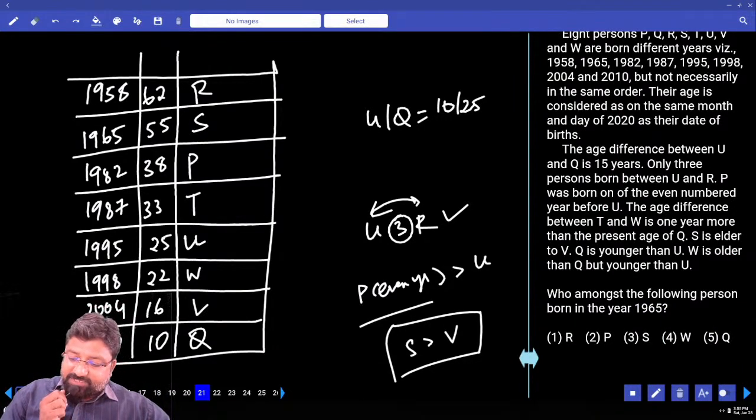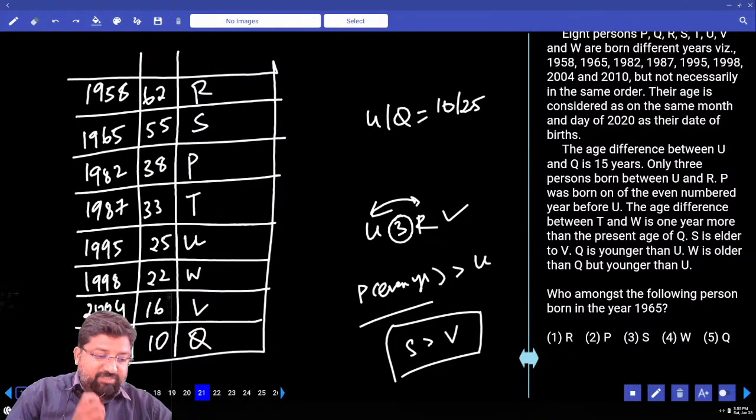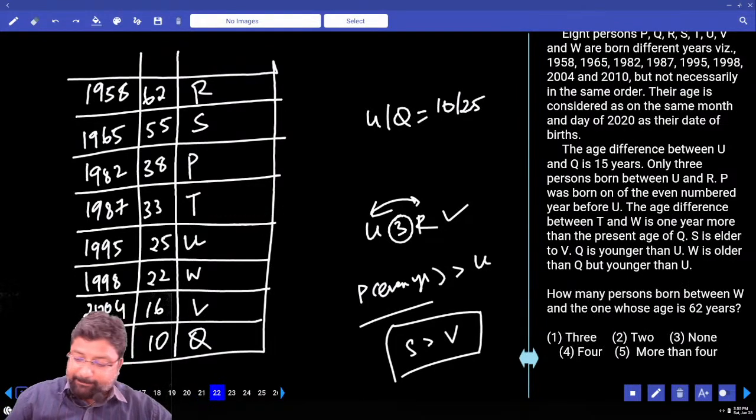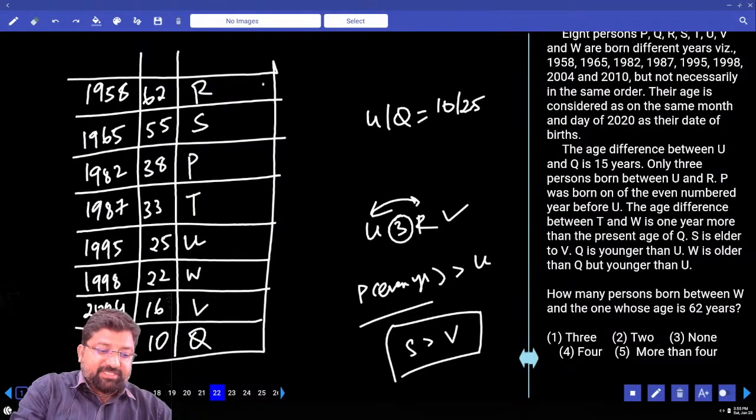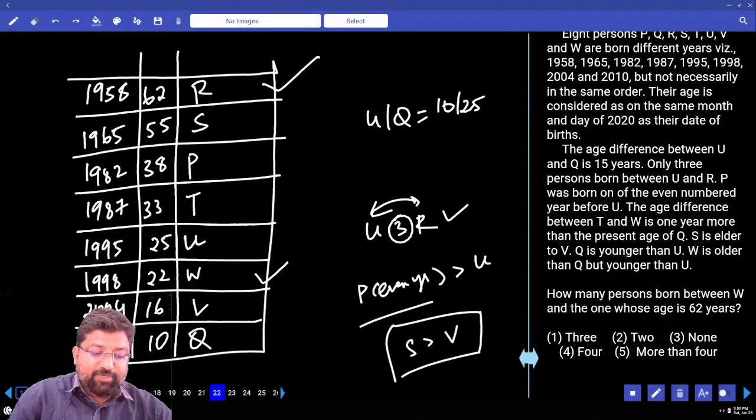Who amongst the following persons was born in year 1965? Who was born in 1965? Yes. How many persons are born between W and the one whose age is 62? This is 62 and this is W. How many are born in between them?